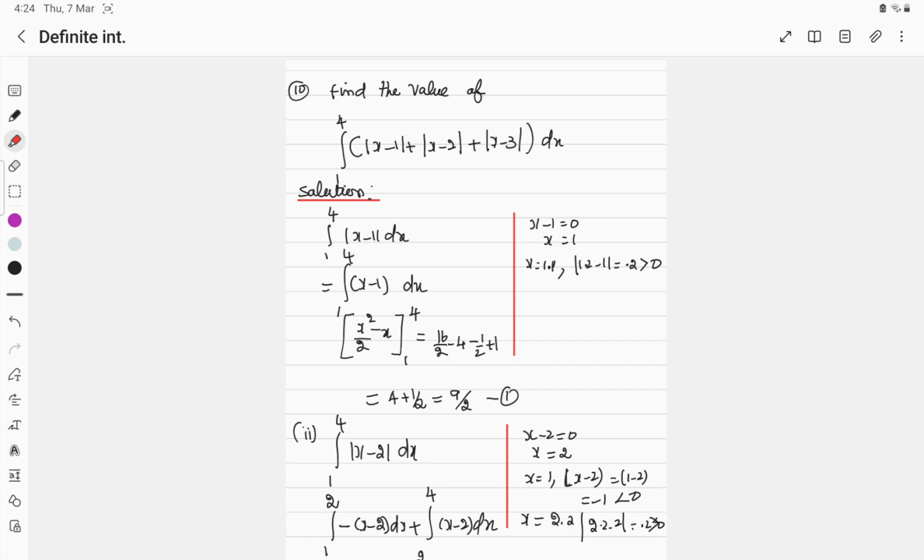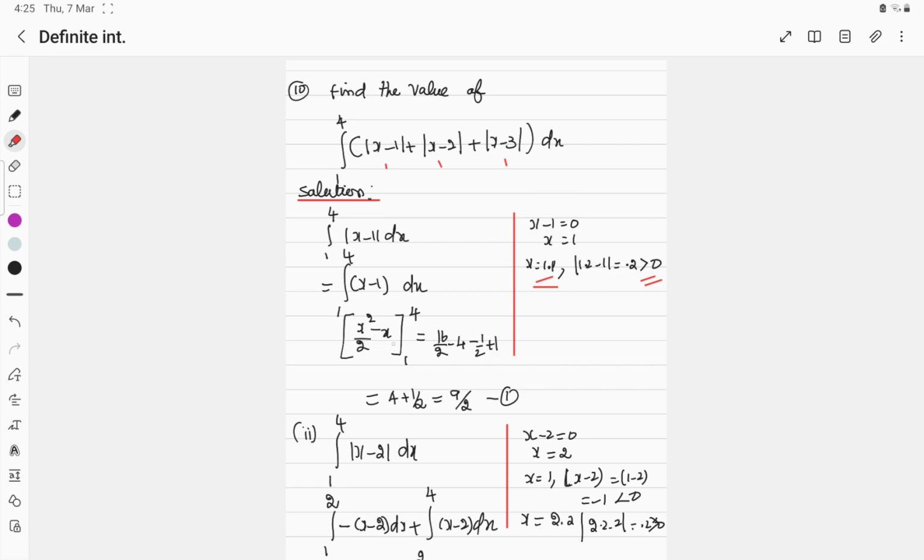Question number 10. Find the value of integral 1 to 4, absolute value of x minus 1 plus absolute value of x minus 2, plus absolute value of x minus 3 dx. Here we have 3 parts. So in each part, we have to check. Here first one, 1 to 4 modulus of x minus 1 dx. If we take x is equal to 1.1, we get 0.1 is greater than 0. Therefore, here 1 to 4, it is increasing.